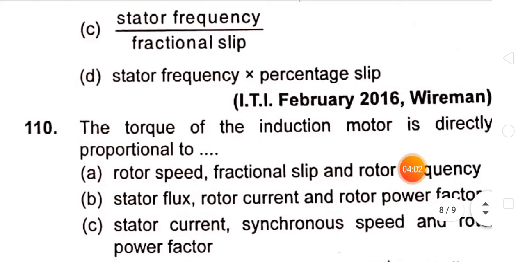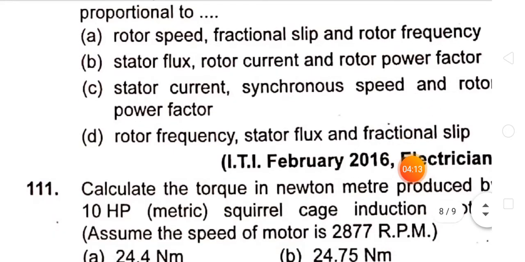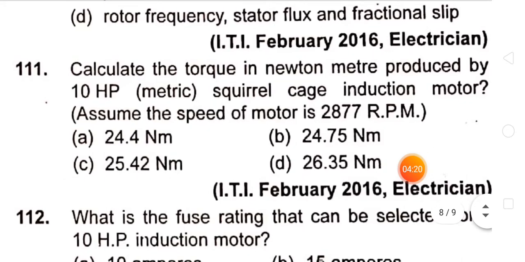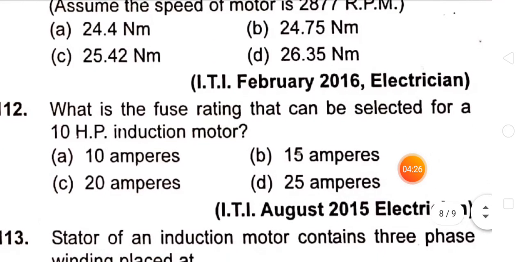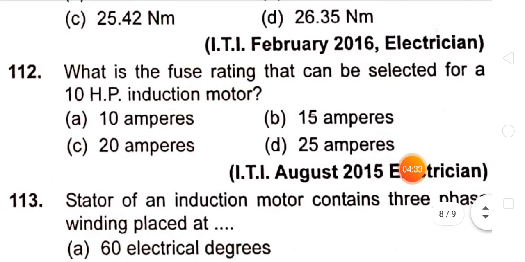The torque of the induction motor is directly proportional to stator flux, rotor current and rotor power factor. Calculate the torque in Newton meter produced by a 10 HP squirrel cage induction motor. 24.4 Nm. What is the fuse rating that can be selected for a 10 HP induction motor? 25 amperes.